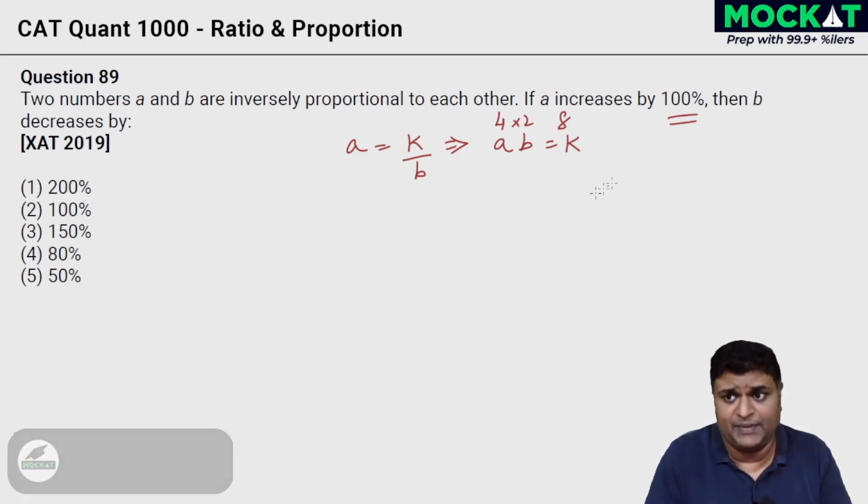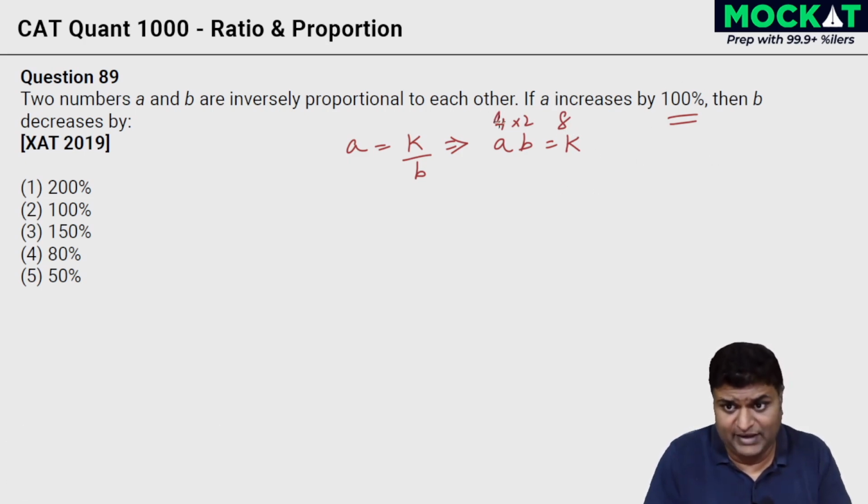If A increases by 100%, it's nothing but it's getting doubled over here. So 4 is becoming 8, right? 8 into what is going to give us 8 over here? 8 into 1 is going to give us 8. That's it. So if A is going to get doubled, that is A increases by 100%, then B over here from 2 is becoming 1, right?